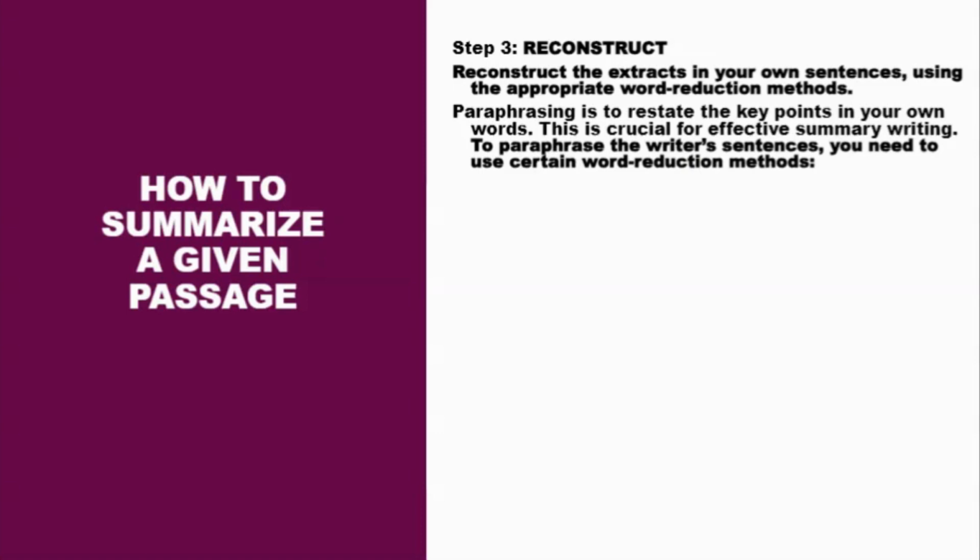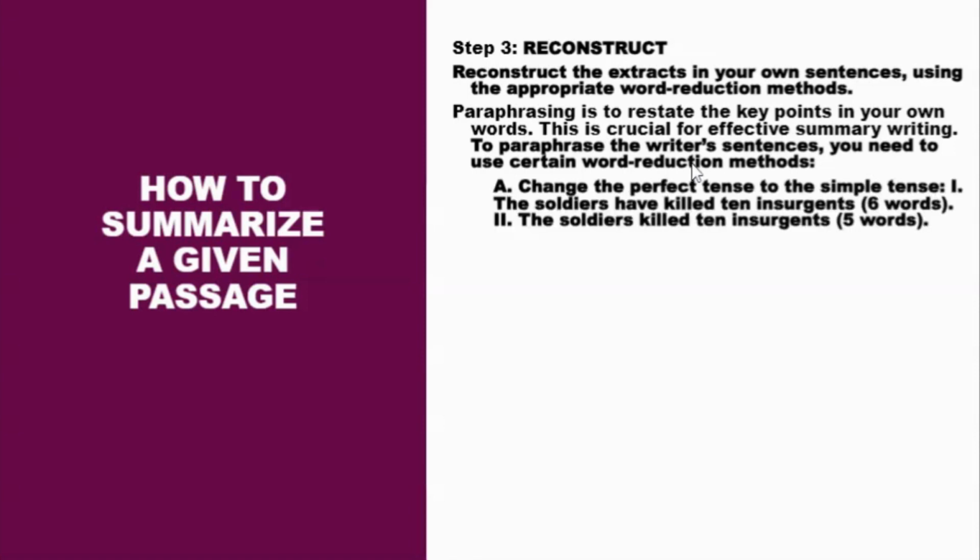Paraphrasing is to restate the key points in your own words. That's just what it is. This is crucial for effective summary writing. To paraphrase the writer's sentences, you need to use certain word reduction methods. Let's look at a few of them.